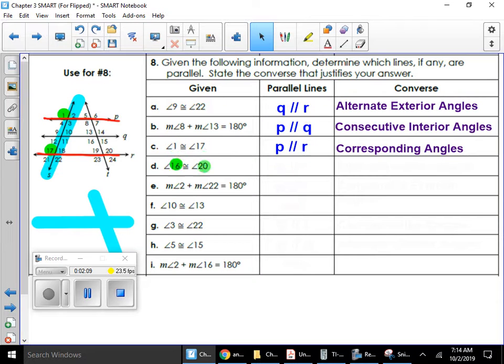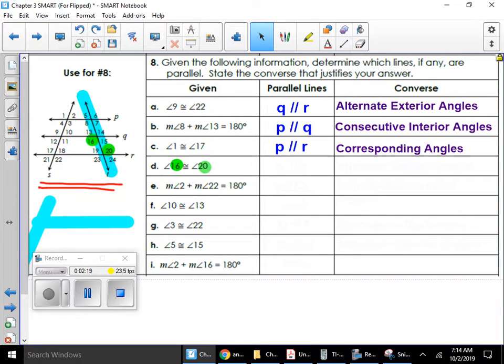What about 16 and 20? 16 and 20. Back to T as our transversal. Note that those are on opposite sides of the transversal. They're on opposite sides of the transversal, but between the lines, so they would be alternate interior. As far as which lines are they between? Q and R. So we can say Q and R are parallel.